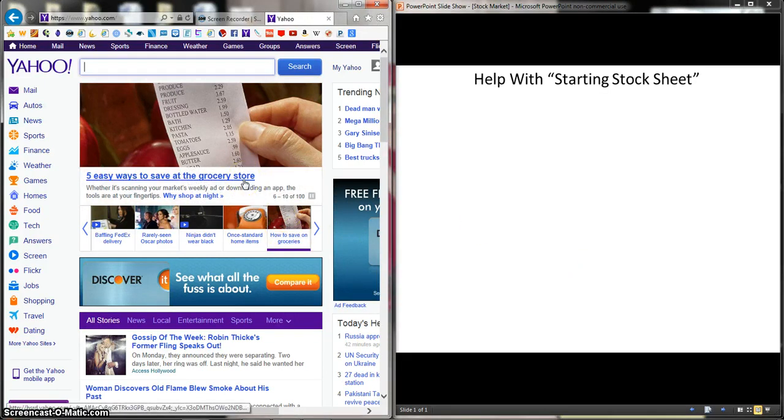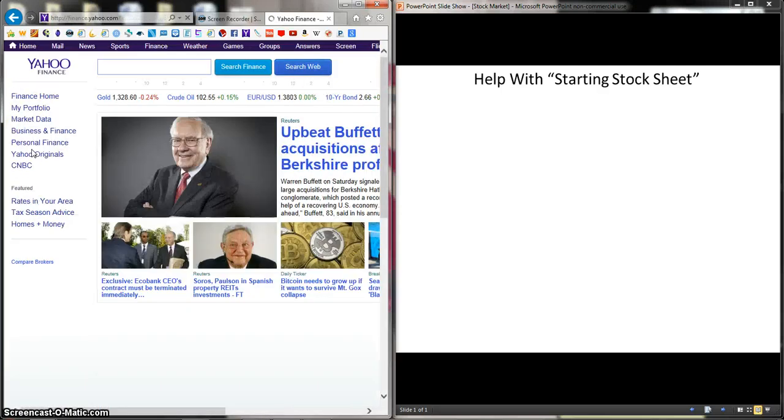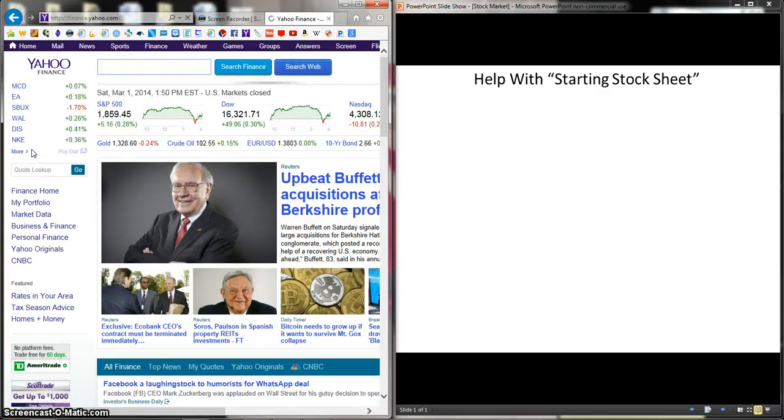Remember, if you do not already have a Yahoo account, you need to create one. It's free, it's easy, you need to get one so you could track this stuff a lot easier. Once you have it created and you logged in, this will be your home page. You're going to click right here on Finance, and this will bring up the finance page.